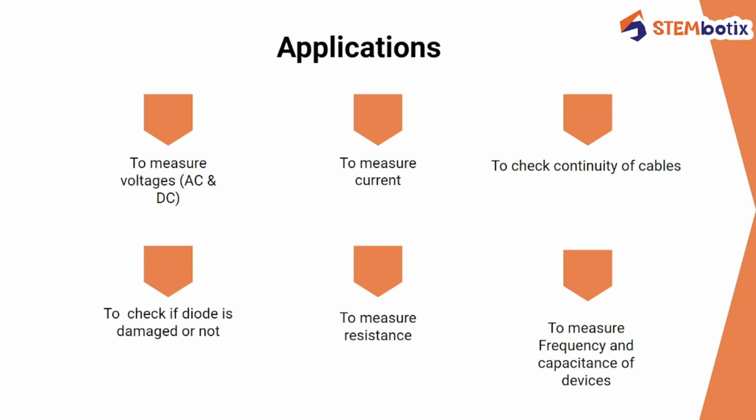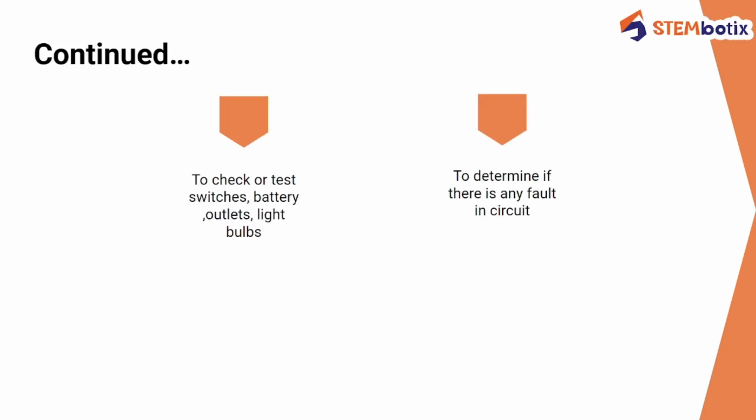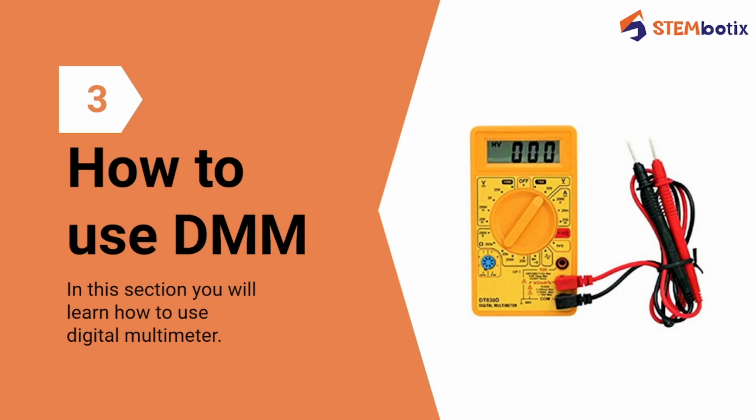To check if a diode is damaged or not, meaning to check whether your LED is in running condition or is damaged. To measure the resistance of a resistor, to measure frequency and capacitance of some devices, to check or test switches, batteries, outlets, light bulbs, and to determine if there is any fault in the circuit, you can also use a digital multimeter. So these were the application areas of digital multimeters.